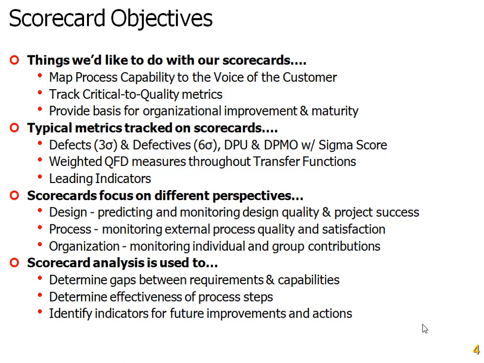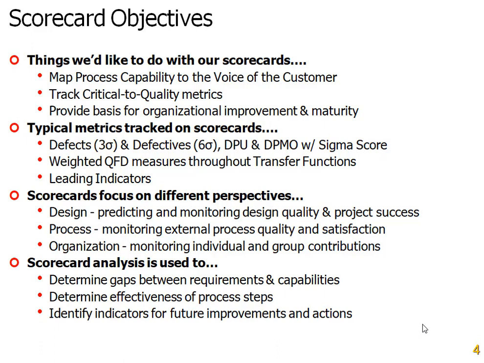and provide some kind of a basis through the scorecard for organizational improvement and maturity. The metrics that are tracked, typically we look at defects and defective data, defects per unit or Sigma score if you're in the Six Sigma world. We might have the weighted quality function deployment measures and transfer functions from our QFD analysis a few weeks ago. We're generally looking for leading indicators of what's happening.